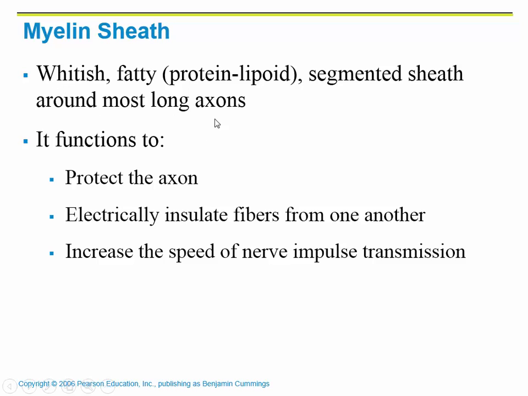Now, the myelin sheath on the axon is formed by the oligodendrocytes or the Schwann cells, depending on if you're in the CNS or the peripheral nervous system. And what it's doing is insulating the axons from one another. And when you have myelinated axons, because you do have some unmyelinated, it is going to increase the speed of nerve impulse transmission. So it's going to just kind of make sure that the message doesn't get scattered.